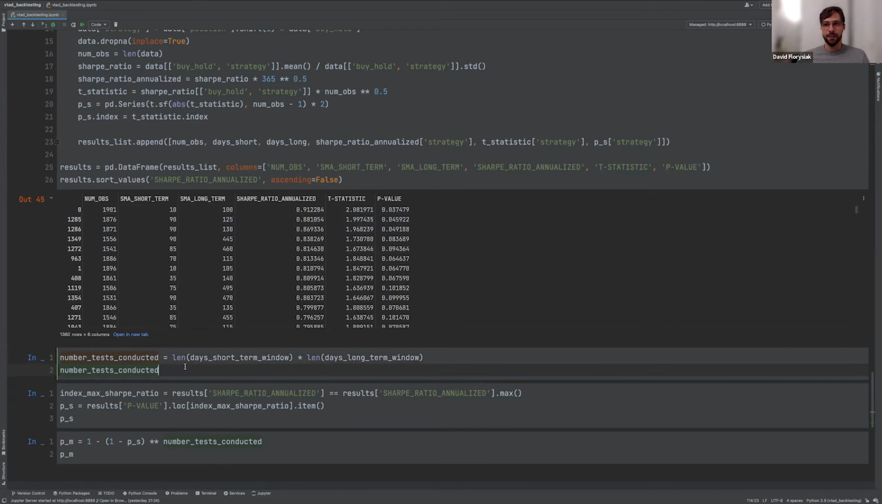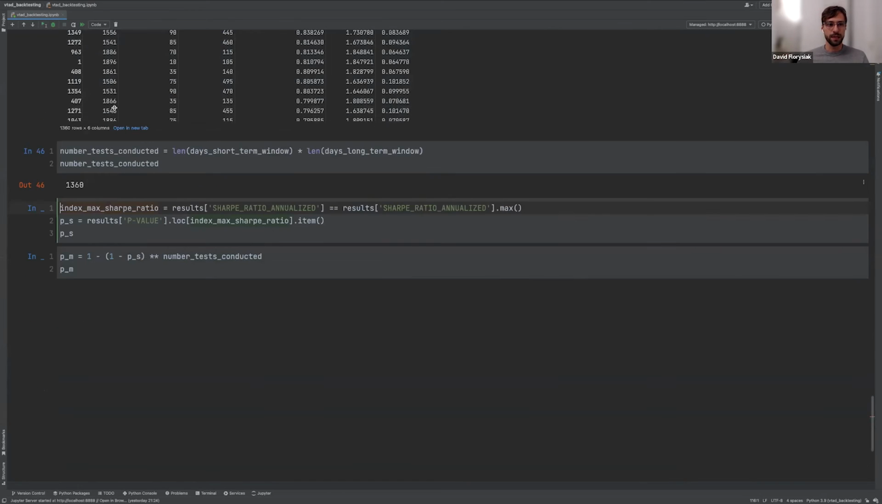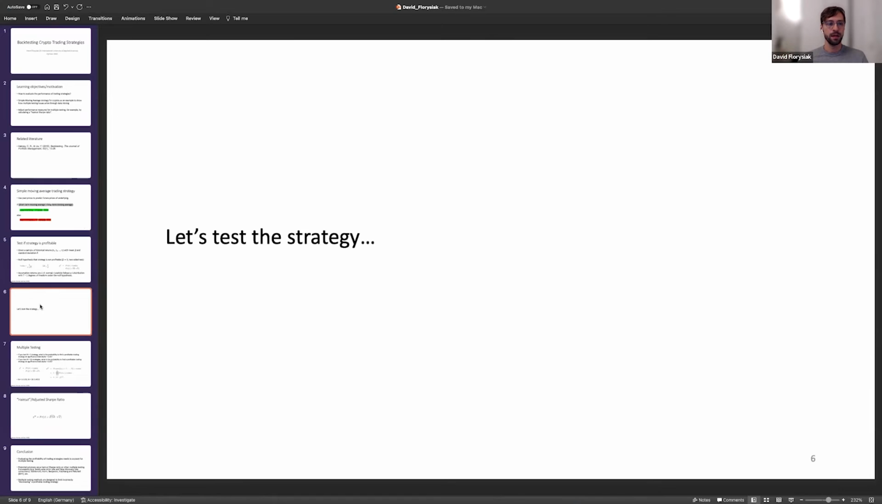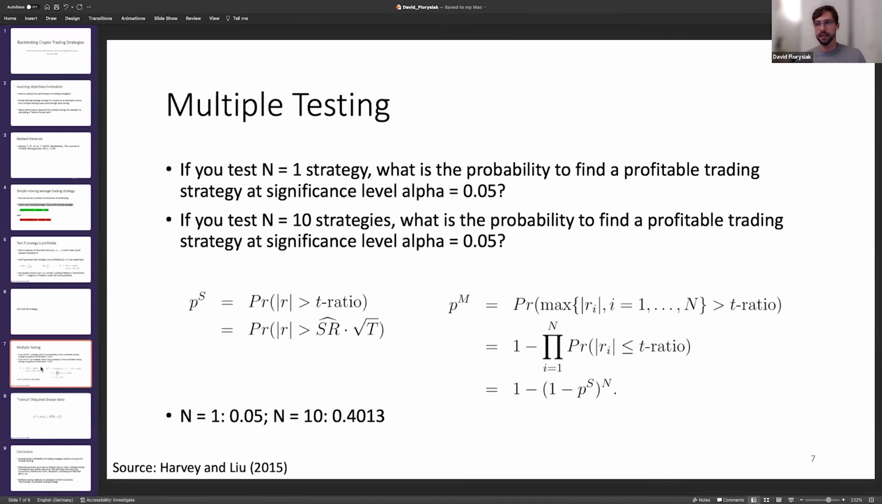But guys, how many tests did we do here? We were testing 1,360 different trading strategies on this very same data set. Let me go back to the slides to raise this issue that we have. This is an issue of multiple testing.